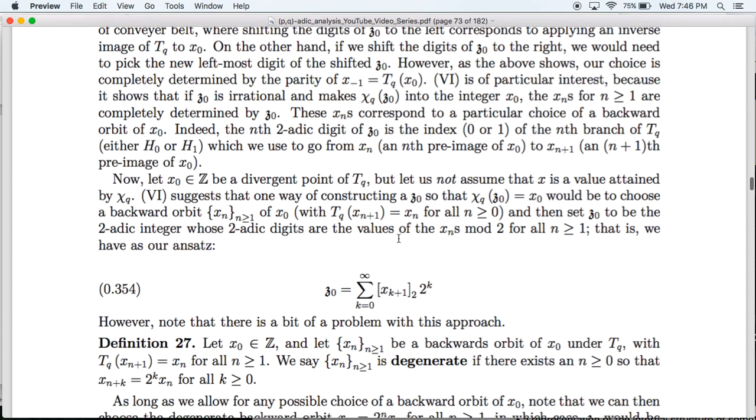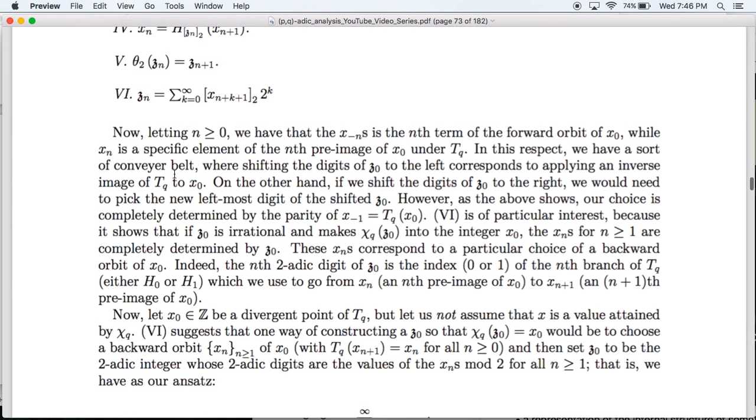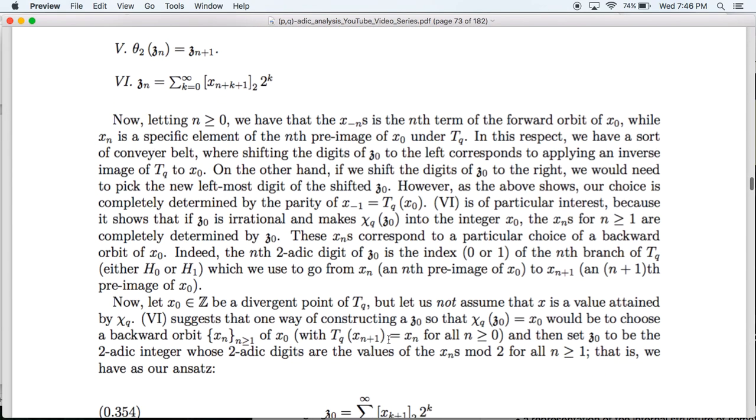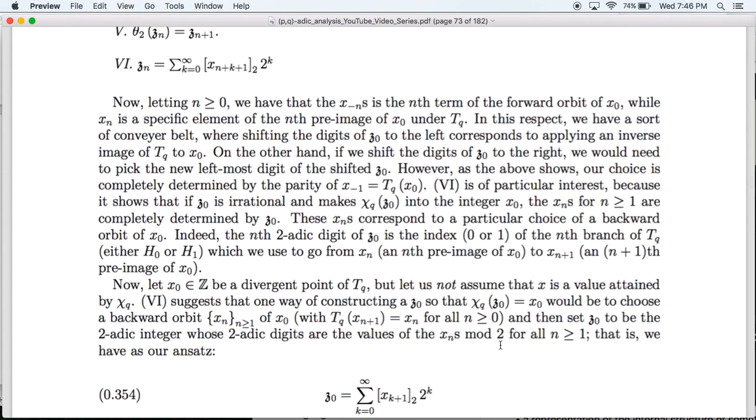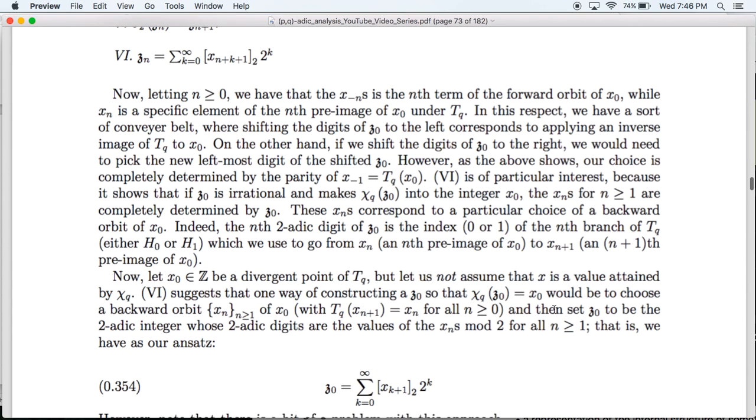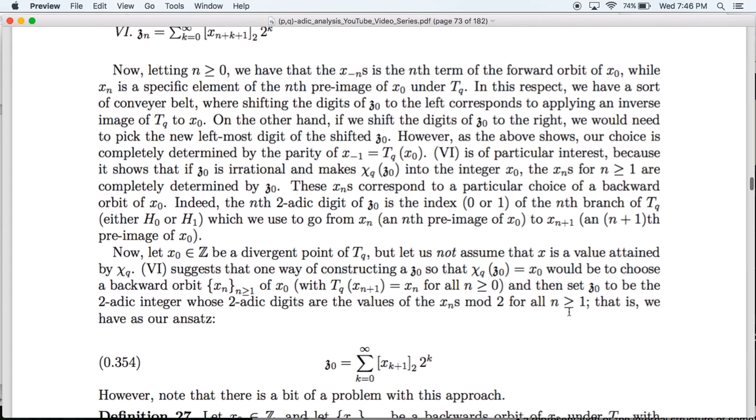So let x0 be an integer and be a divergent point, but let us not assume that x0 is a value attained by chi-q. What 6 does is it actually suggests a way of constructing a z0 so that chi-q of z0 equals x0. Note, if we could do this, that would then prove the correspondence principle for divergent points, its converse. So we're going to take as our ansatz, our guess, that z0 is the two-adic integer whose two-adic digits are the values of xn, the pre-image, mod 2.